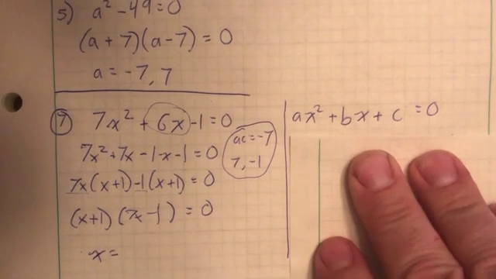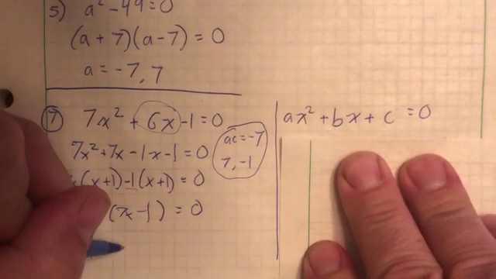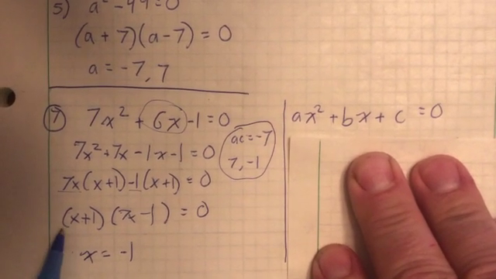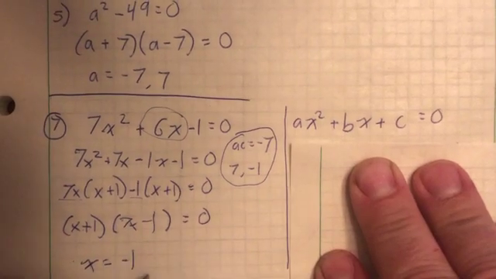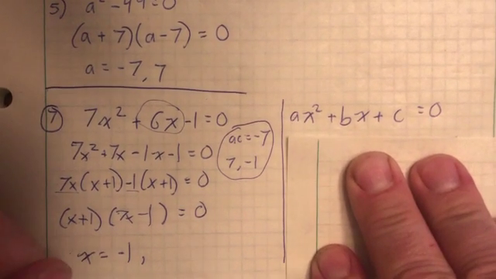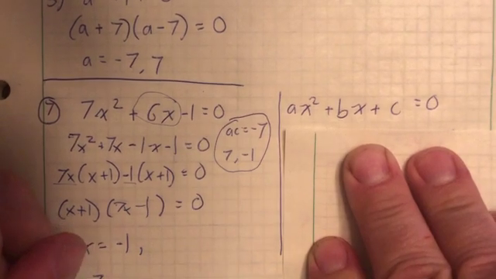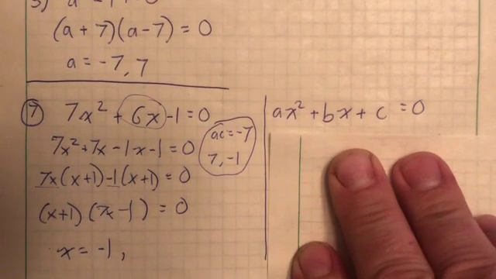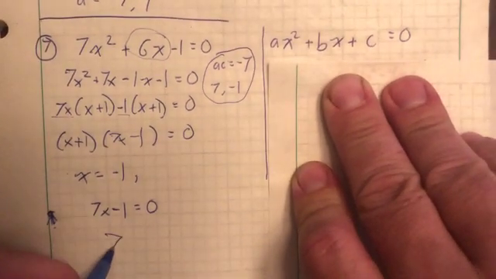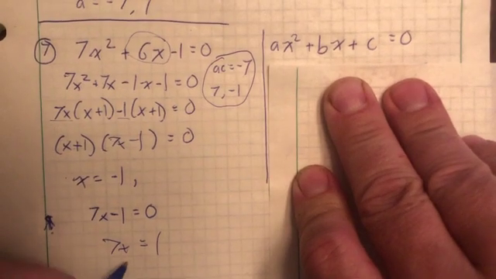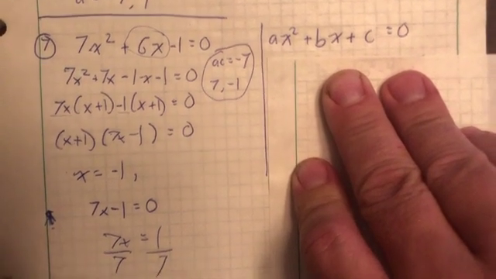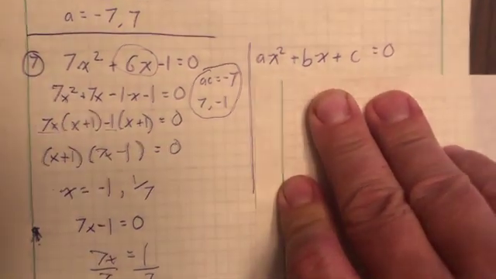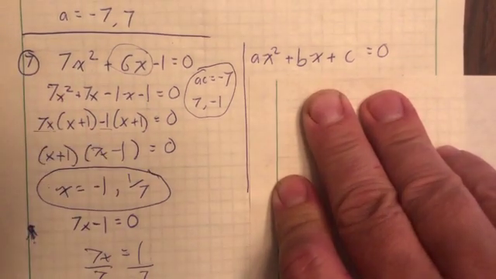Okay? So now for the solution. What does x have to be equal to? Well, if x is negative 1, it'll make this 0. And then I want that 7x minus 1 to be 0. So what I'll do is solve this like an easy algebra problem. Add 1 to both sides, and then divide both sides by 7. And that gives me x equals 1/7. There's my solution for number 7. Okay? There it is.